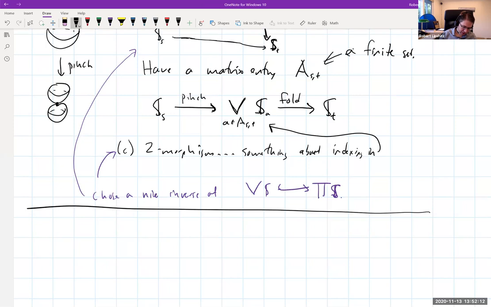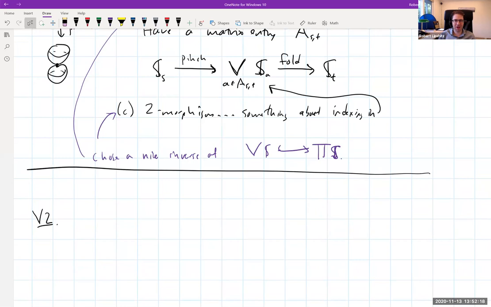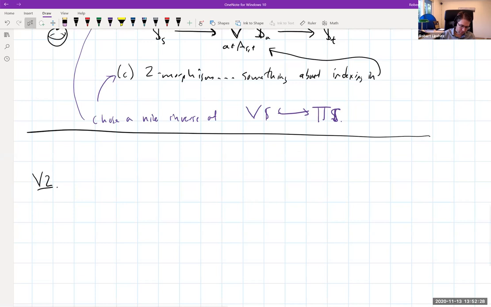V2. As expected, I'm a little bit behind, so I'm probably not going to get to the third part, which is constructing the functor, but fortunately there's a second talk, so I'll get to that part there where I construct the map to the Burnside category. Version 2.